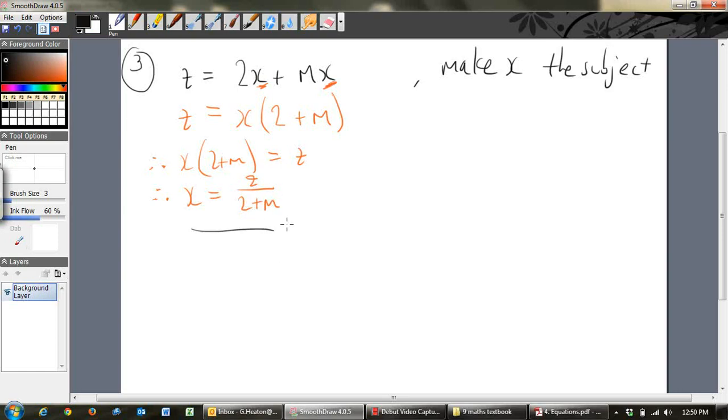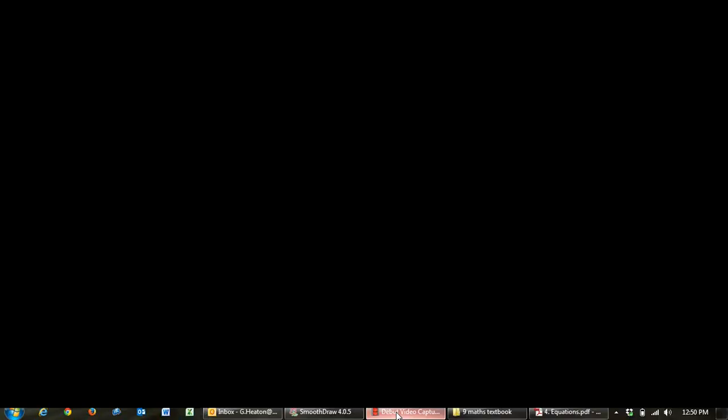If the variable that you want is in more than one location, you kind of have to factorize. That's the only way out of it. Otherwise it gets very, very messy. Hope this all makes sense, and that's basically the end of equations. Enjoy.